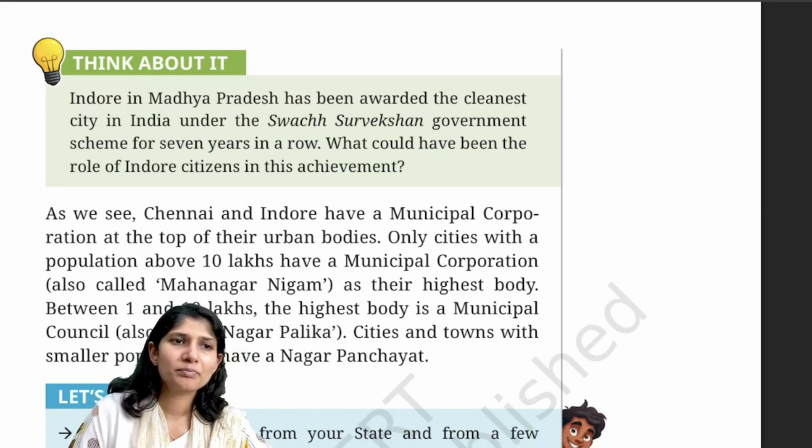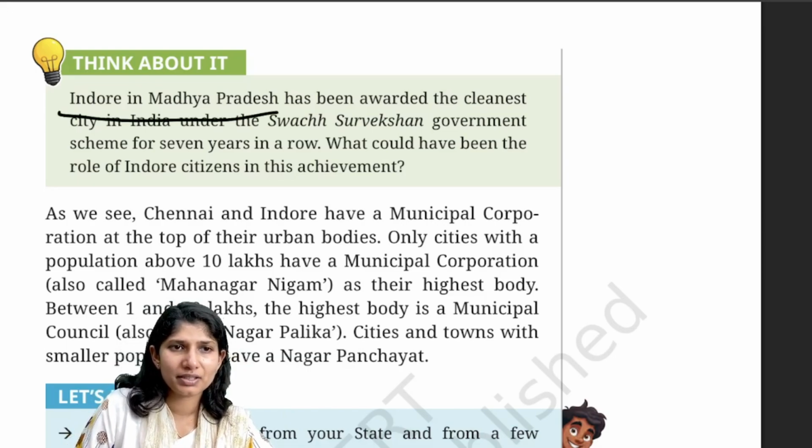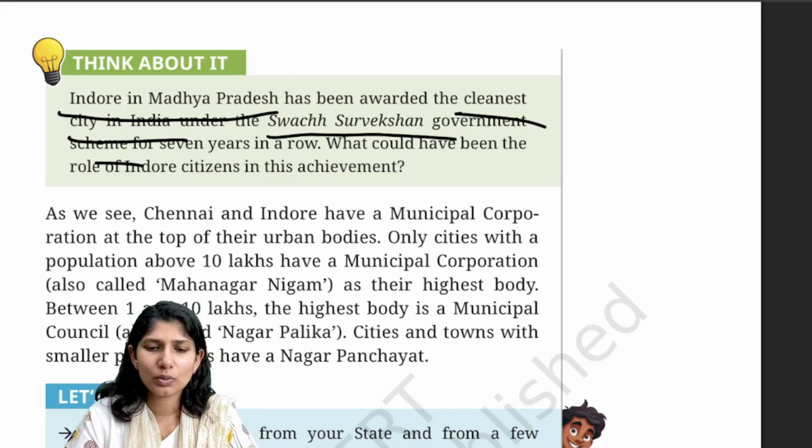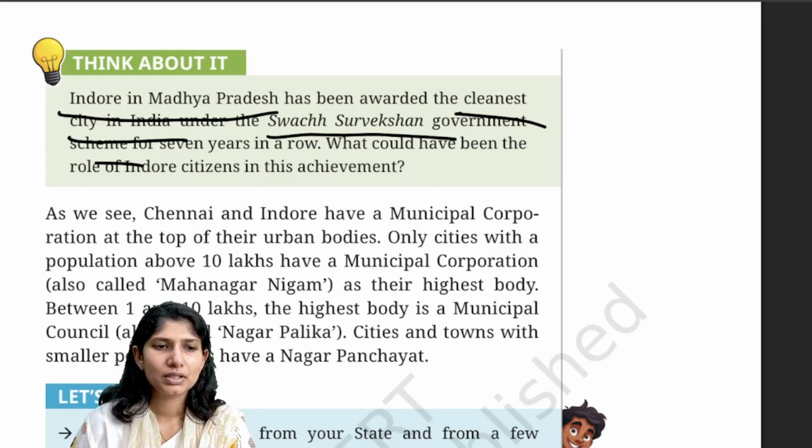Now if you see this, Indore in Madhya Pradesh has been regarded as the cleanest city in India under the Swachh Survekshan government scheme. So what is this Swachh Survekshan? These are one of the ways where they try to highlight how exactly our city's cleanliness is, not only with respect to just looking clean, but how the solid waste management is, how exactly your administration is with respect to citizens' grievance redressal.